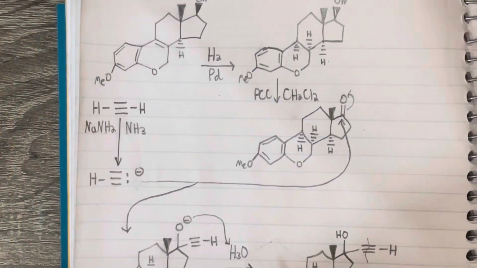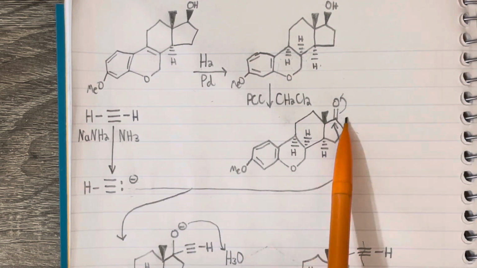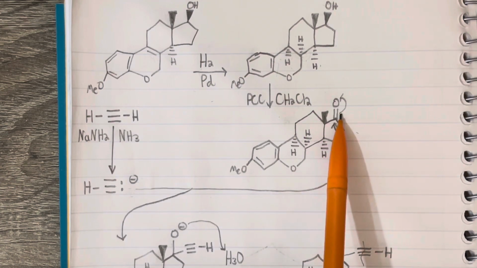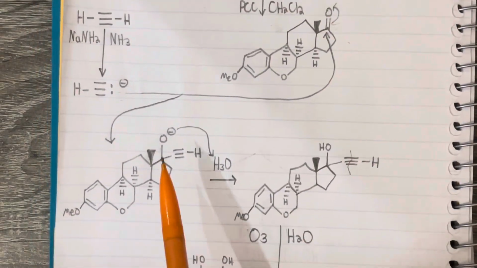Now, the next thing we're going to want to do is deprotonate this alkyne with a strong base. We're going to use NaNH2 and NH3 to create an acetylide ion. This acetylide ion will act as a strong nucleophile, and it's going to attack this carbon right here, which is going to bring down this double bond to the oxygen, putting a negative charge on top of it, which we see right here.